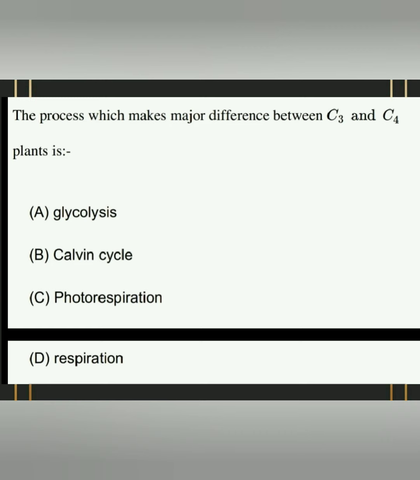The process which makes a major difference between C3 and C4 plants is glycolysis, Calvin cycle, photorespiration, respiration. And the answer will be photorespiration.